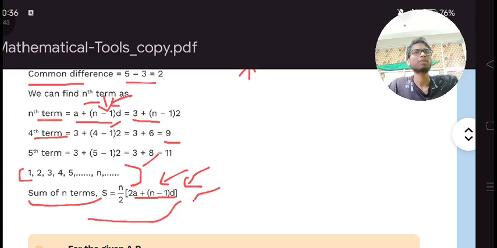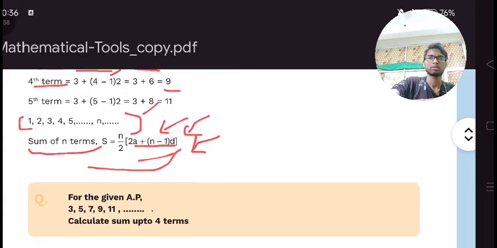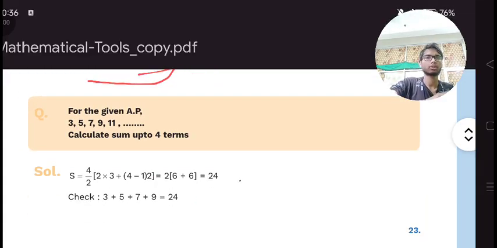You can have infinity number. We don't care about it, because we have this formula. That's why. Let's take a question.